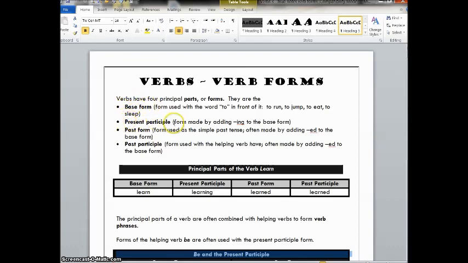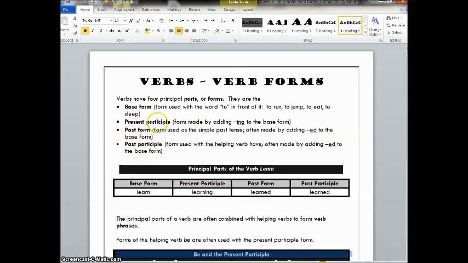The present participle is the ing form of the verb. It's made by adding ing to the base, okay? So if we take a verb such as learn, the base form is learn. We could put the word to in front of it, to learn. If we were going to look it up in the dictionary, we would look up the word learn. And you would see the other forms in the dictionary. Present participle would be learning, with the ing on the end.